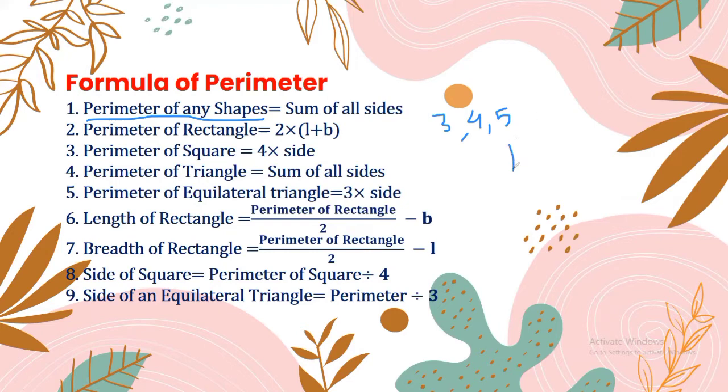Now the second one is the perimeter of a rectangle. You know very well what a rectangle is. This is a rectangle. Got it? In a rectangle, opposite sides are equal. So you can say the perimeter of a rectangle is 2 multiply (L plus B).